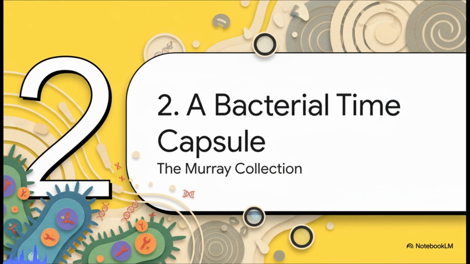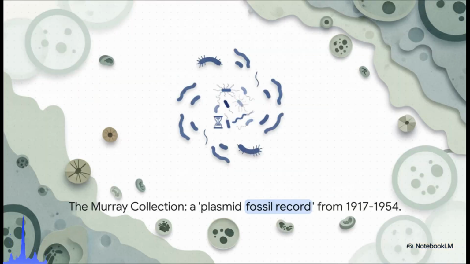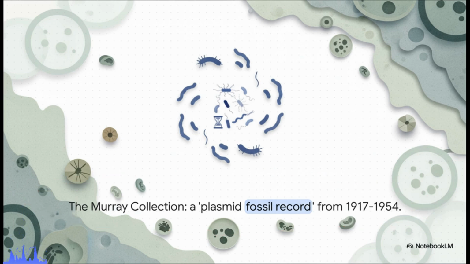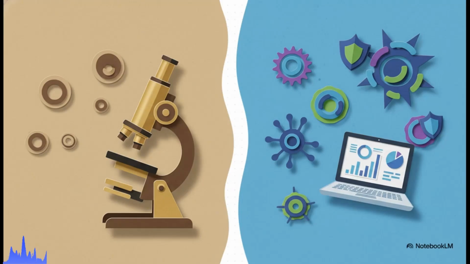But how in the world can we do that? We do it using a really unique piece of evidence, the Murray collection. You can think of it as a kind of bacterial time capsule, a plasmid fossil record, really, from the pre-antibiotic era. What's so great about this collection is that it allowed researchers to compare these ancestors with their modern-day descendants, and this comparison reveals their incredible evolutionary journey right through the antibiotic age.